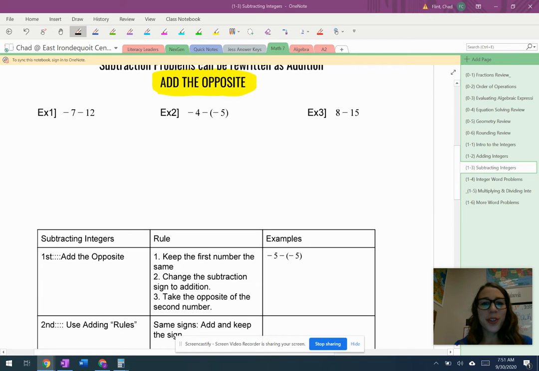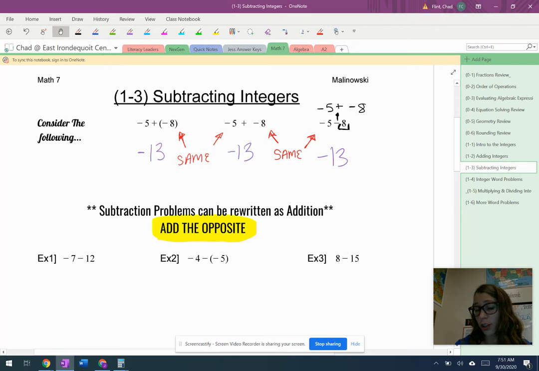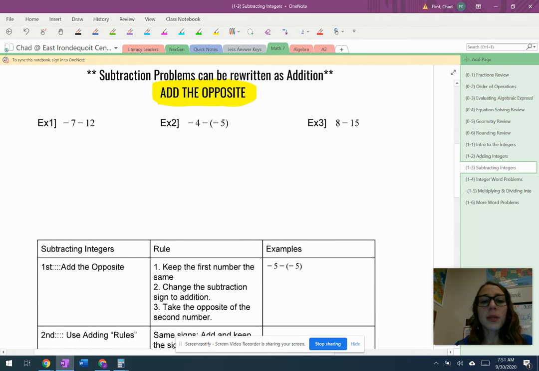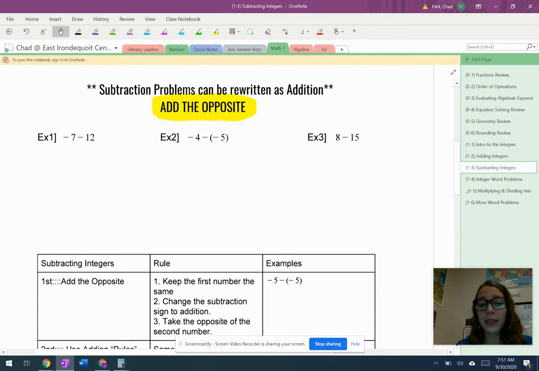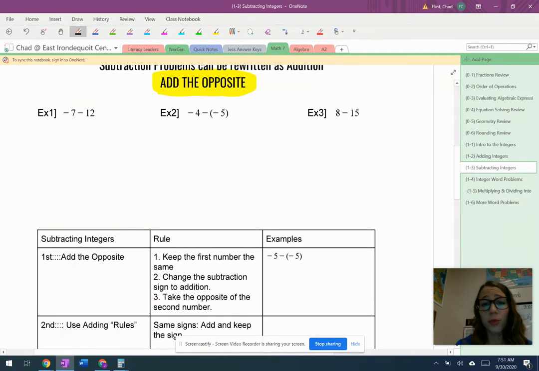Hi. So we're continuing with our notes for 1-3 subtracting integers. And we're looking at some examples. So we just talked about adding the opposite. I've got some rules or some steps here that you can use to walk you through it.